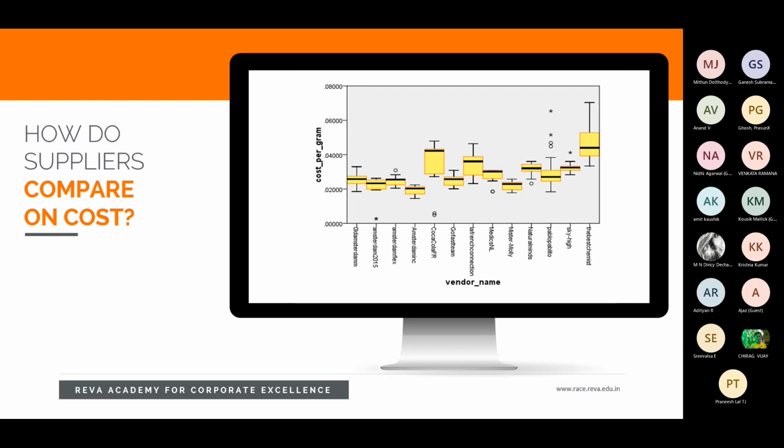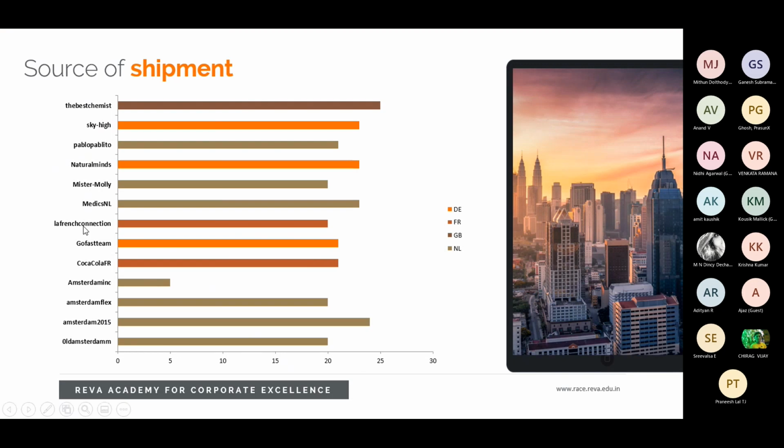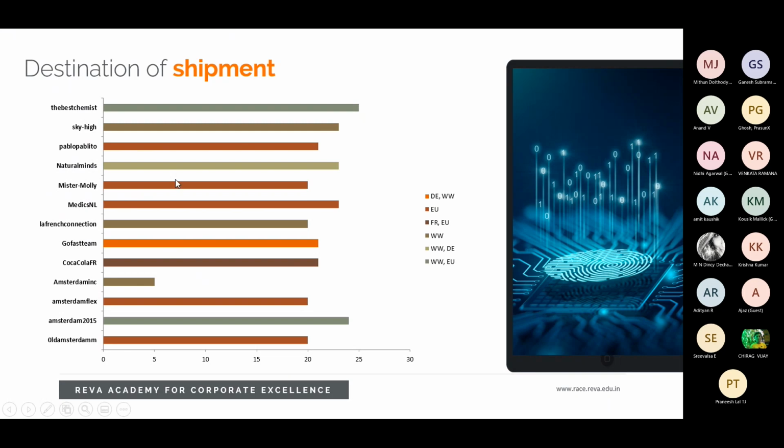Making sense? Just scroll down. Source of shipment. Now all the vendors I'm plotting along the y-axis, but let me just focus on one example here. Let's just look at the best chemist. What is he doing? The best chemist, if you see here, mostly he's shipping from Great Britain. Source of shipment, from where is he shipping? Great Britain. Now, what is the destination of shipment you see here? Destination of shipment is worldwide. From Great Britain to worldwide.